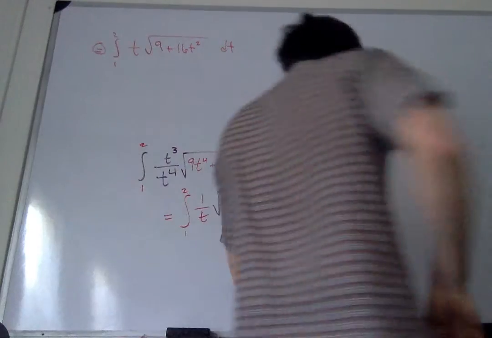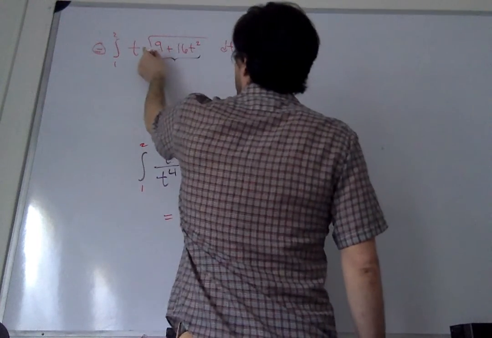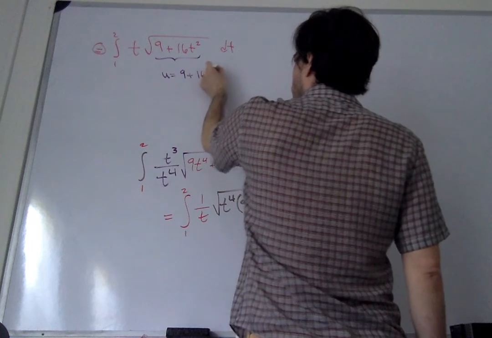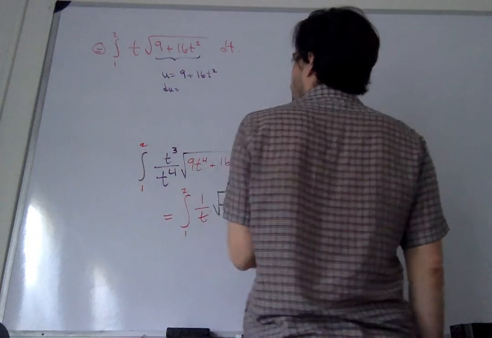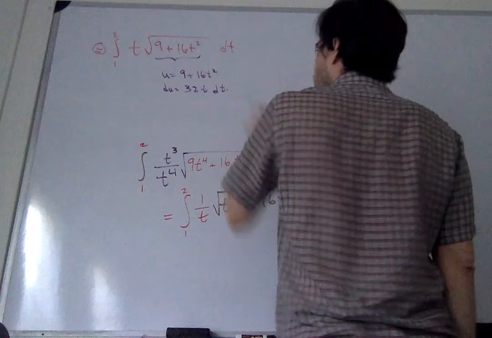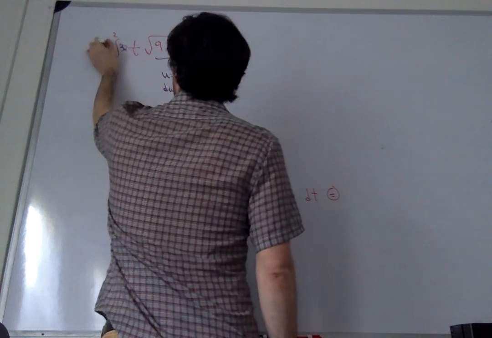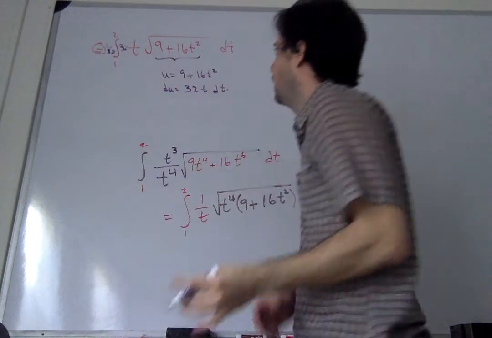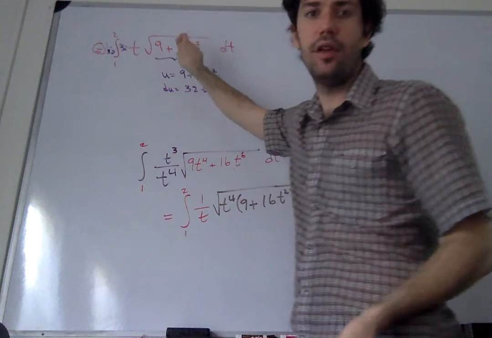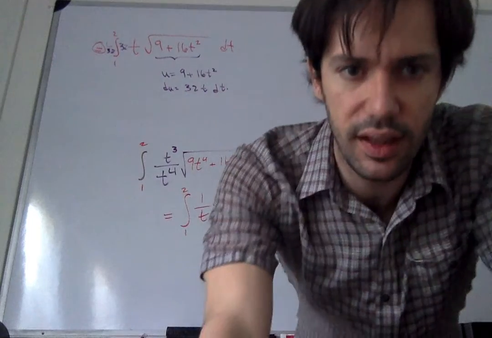Okay, so let's wrap this up. What is this? This is u. u equals 9 plus 16t squared. du equals 32t dt. Okay, so I could multiply by 32, divide by 32. And then this is dt, and this is square root of u, and the rest is trivial. Okay, so that's it for the first example.